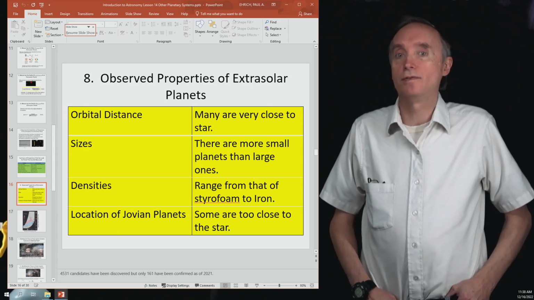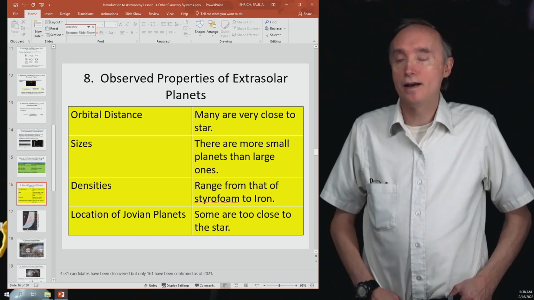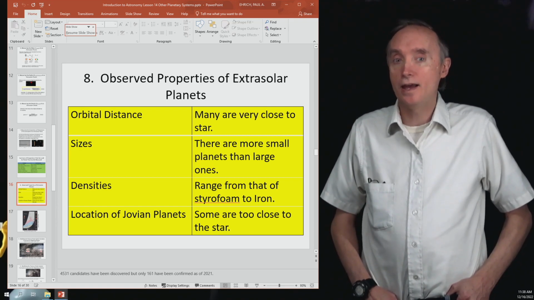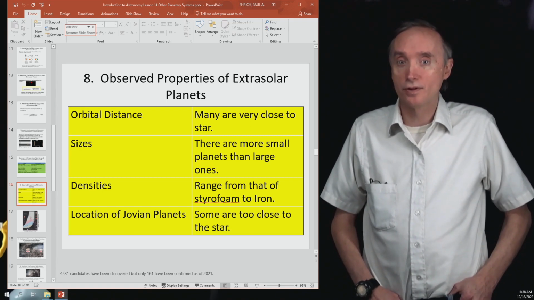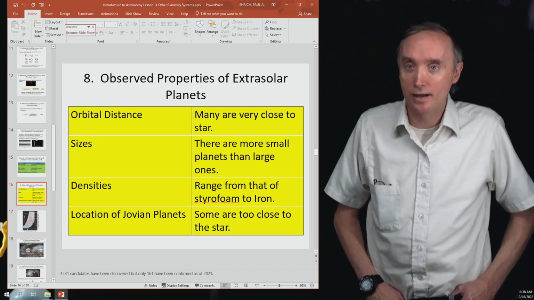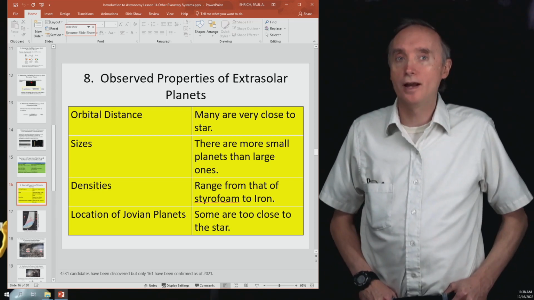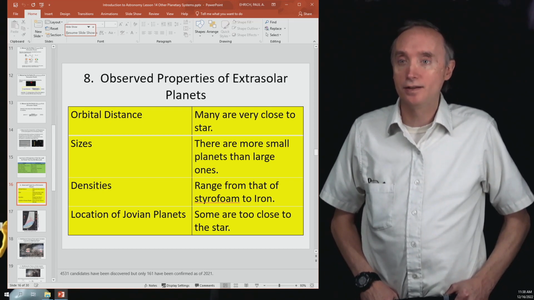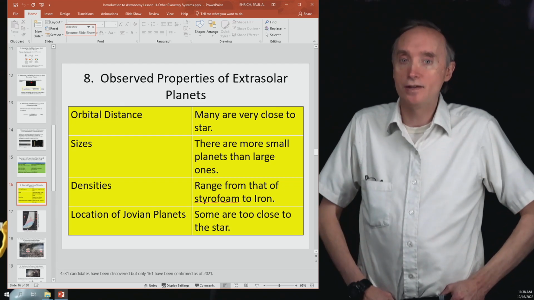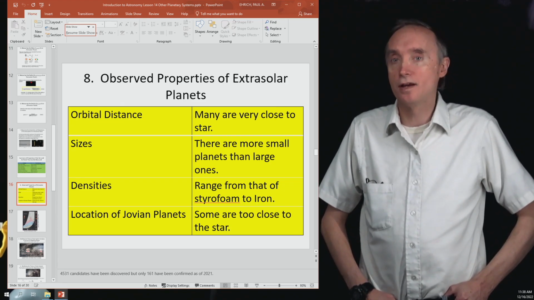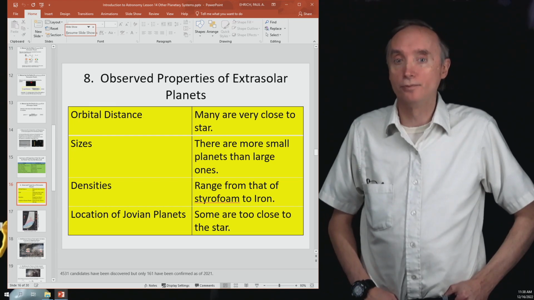The densities of these planets vary between that of styrofoam and up to iron. So that doesn't mean that they have found planets that are made of styrofoam. That just means that they have found planets that have a density that is equivalent to styrofoam. And then they found some very dense planets, which means that they are probably made of iron or nickel.